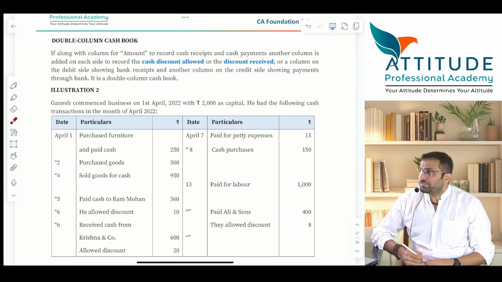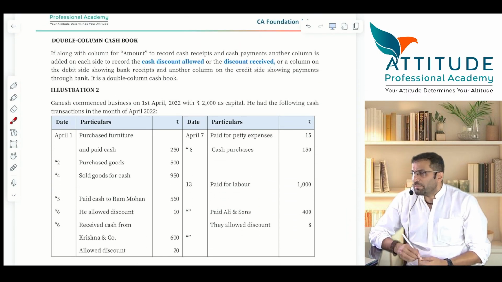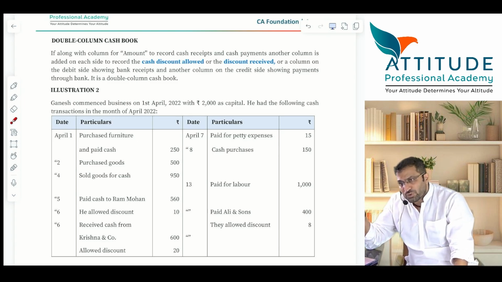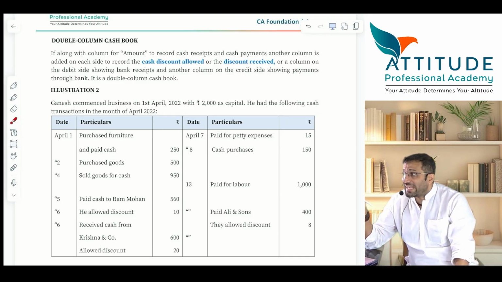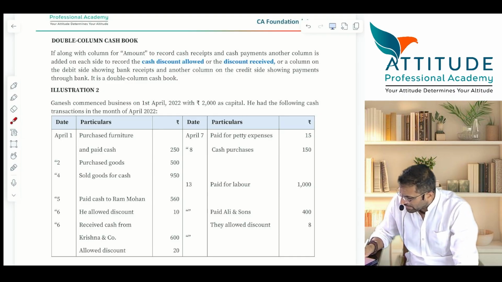2-column cash book. Now, different books have different views. The 2-column cash book, they say, is cash and discount or cash and bank. Have a look at it.